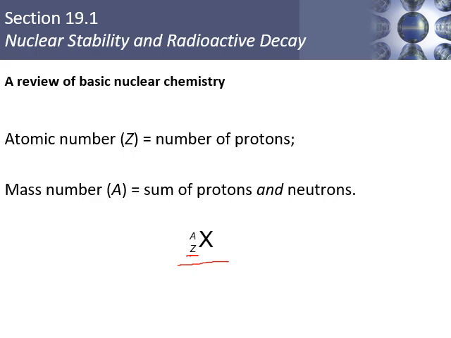So the Z number is telling you what the atomic number is. That means how many protons. The top number tells you, not the number of neutrons, it tells you the number of protons and neutrons. So if you want the number of neutrons, you have to subtract A minus Z.